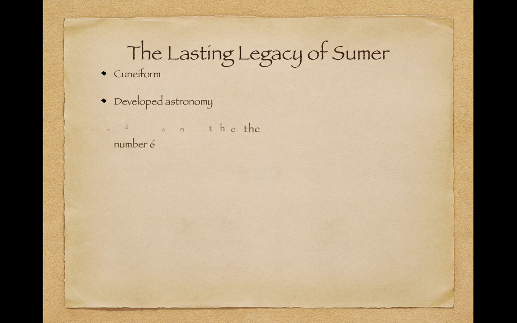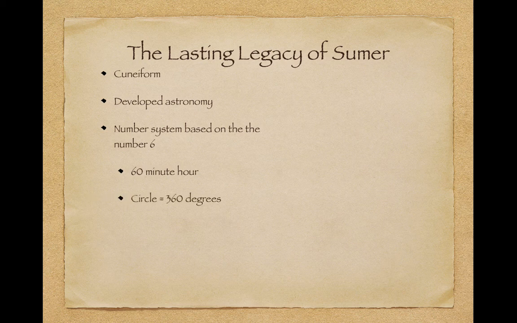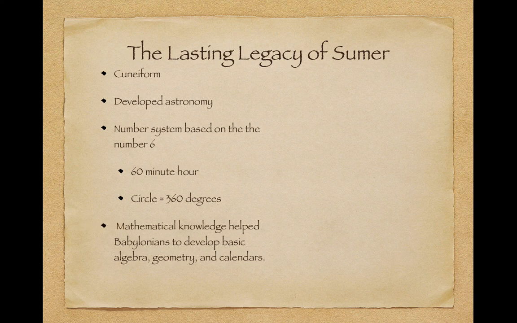They developed astronomy. They came up with a number system based on the number 6. So things like the 60-minute hour come from the Sumerian mathematics system. The circle has 360 degrees. That's based on the number 6, and that again comes from the Sumerian mathematical system. All right, so mathematical knowledge helped Babylonians develop basic algebra, geometry, and calendar. So the Sumerians did not come up with algebra and geometry or calendars, but because of the mathematical system that they did come up with, later societies like the Babylonians were able to use that to come up with these things as well.